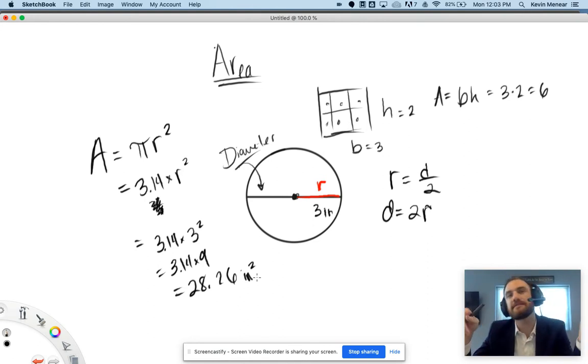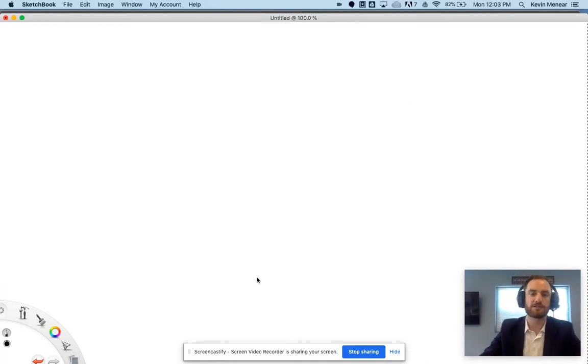So area of a rectangle is easy. Area of a circle, a little bit more challenging. I would go into area of triangle. Let's just go into it to make sure we're dotting all our I's and crossing our T's. An area of a triangle, here's the base, here's the height.